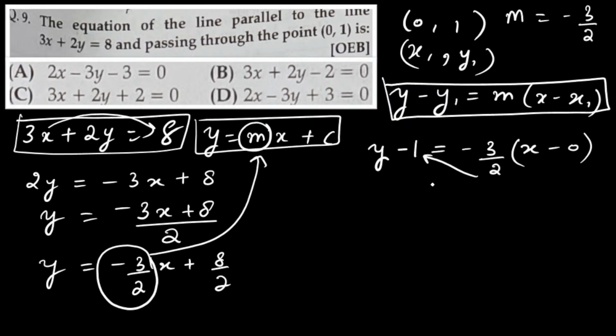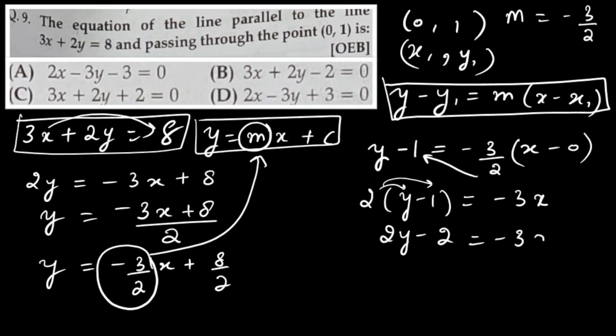First of all, let's shift 2 to the other side. When we shift 2 to the other side, it gets multiplied. 2 into y minus 1 is equal to minus 3 into x, because x minus 0 is x. So minus 3 into x is minus 3x. Here we will do the bracket multiplication. 2y minus 2 is equal to minus 3x.